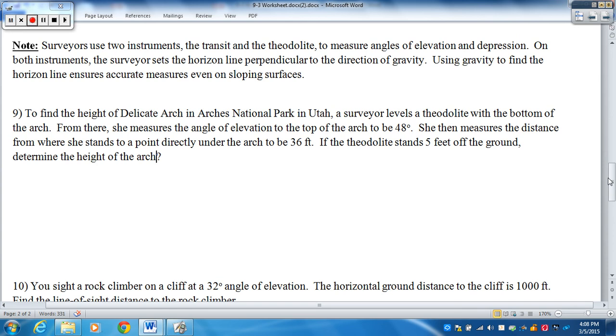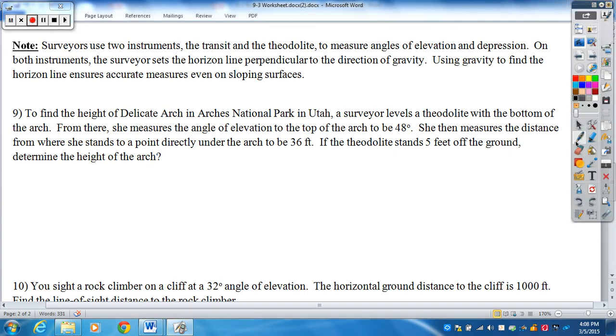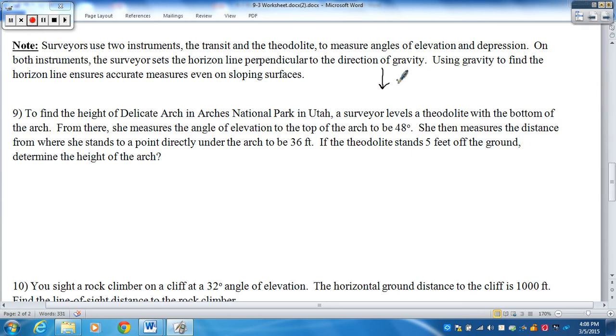On both instruments, the surveyor sets the horizon line perpendicular to the direction of gravity. Using gravity to find the horizon line ensures accurate measures even on sloping surfaces. So again, we know gravity coming straight down, and so if I set the horizon line perpendicular to that, okay, perpendicular right there, that is key for figuring out the horizon line. So if I can be on a road that tails off down into the valley, or I can be on a road that is climbing, and I can still figure out the horizon line.